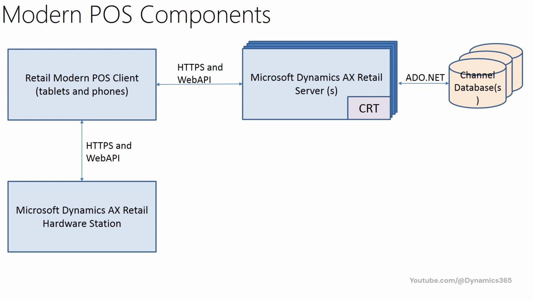Modern POS clients can communicate with retail servers that are deployed in the store or in the data center. Modern POS clients can also communicate with peripheral devices such as cash drawers, credit card readers, and printers by using Microsoft Dynamics AX Hardware Station. The hardware station must be deployed in the store, and all modern POS clients in the store can connect to a single hardware station.